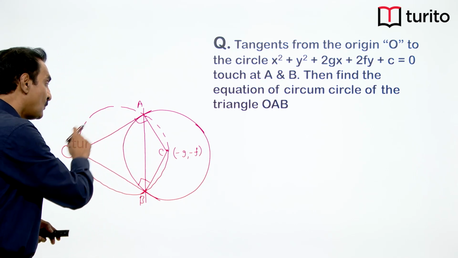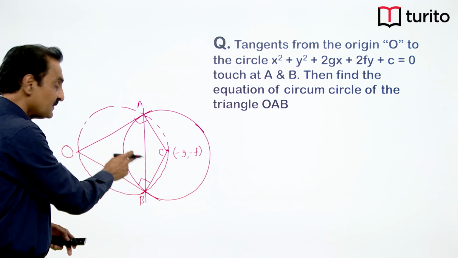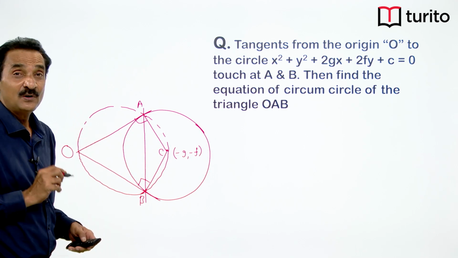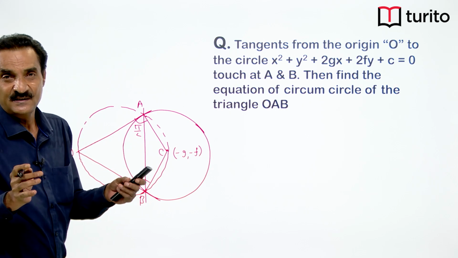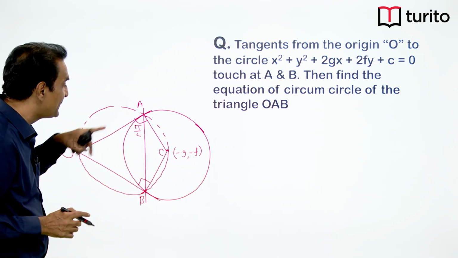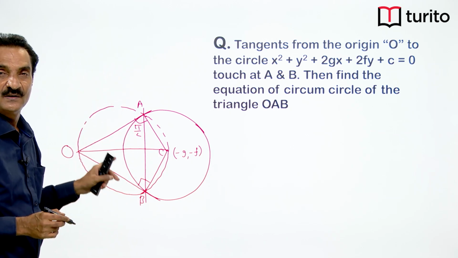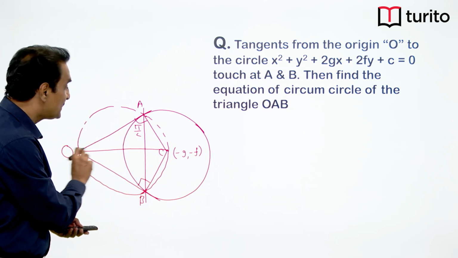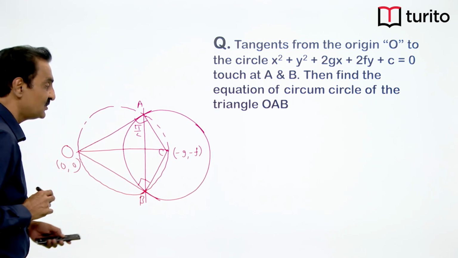So, OACB is a cyclic quadrilateral. That means the same circle passing through O, A, B passes through C also. Is it not? One more thing is, since this angle is pi by 2, we know the property that a diameter only can subtend a right angle at any point on the circumference. Since this angle is pi by 2, OC must be the diameter of this circle. So, the equation of the circumcircle of triangle OAB is given by the circle with OC as diameter. What is O? O is (0, 0).